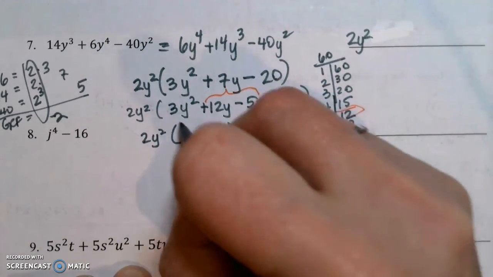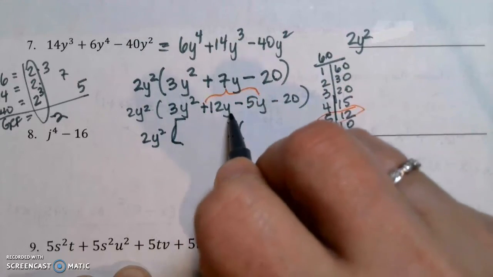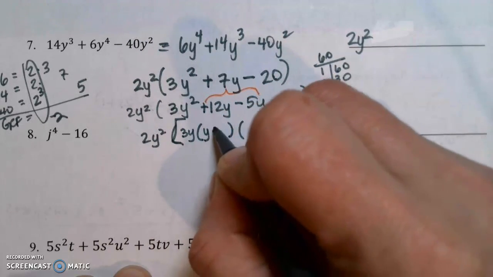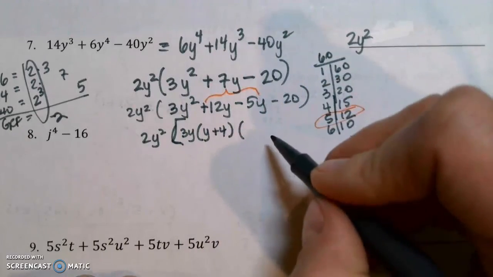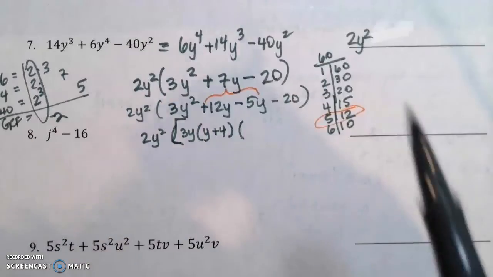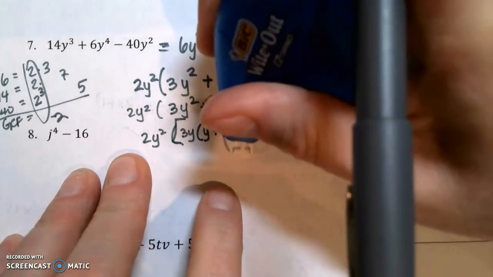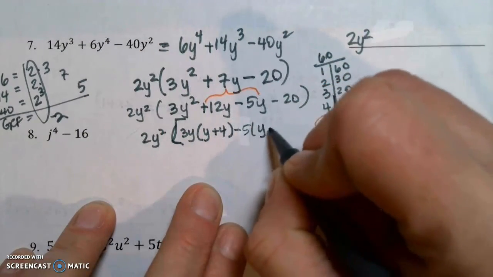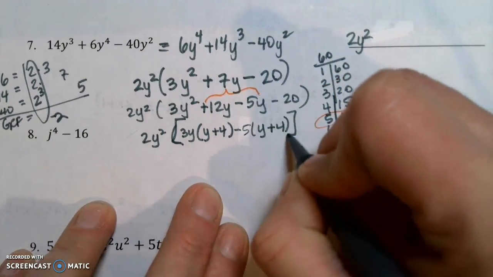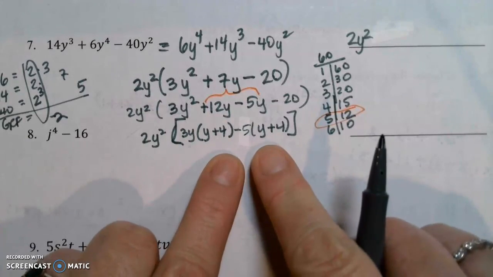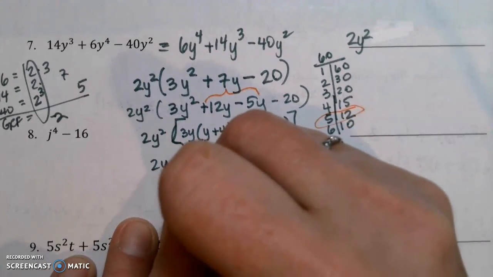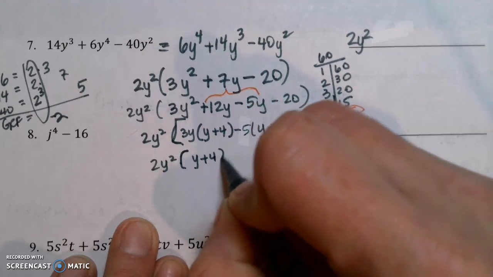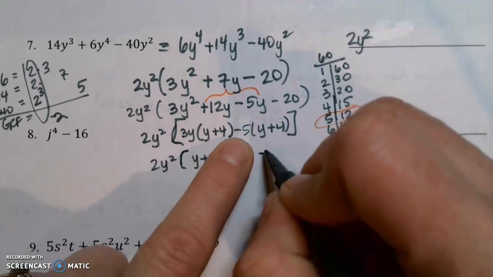So we'll have, let's see, a 3y squared and 12y. So I can pull out a 3y, leaving behind y plus 4. And then in the second set of parentheses, we can factor out a negative 5, so minus 5, leaving behind y plus 4. So we do get that common binomial again. So 2y squared, y plus 4, and then the 3y minus 5.